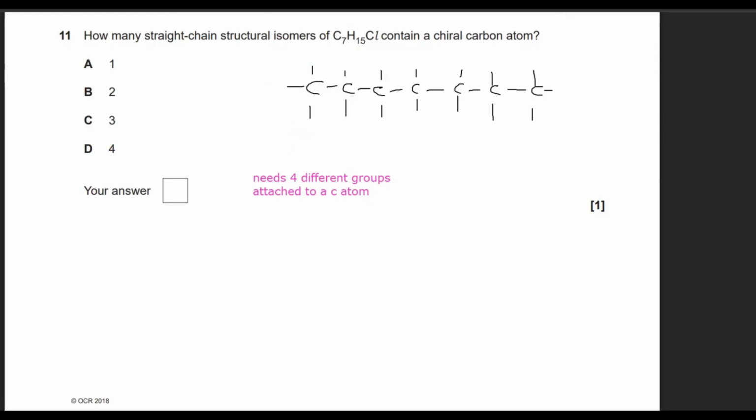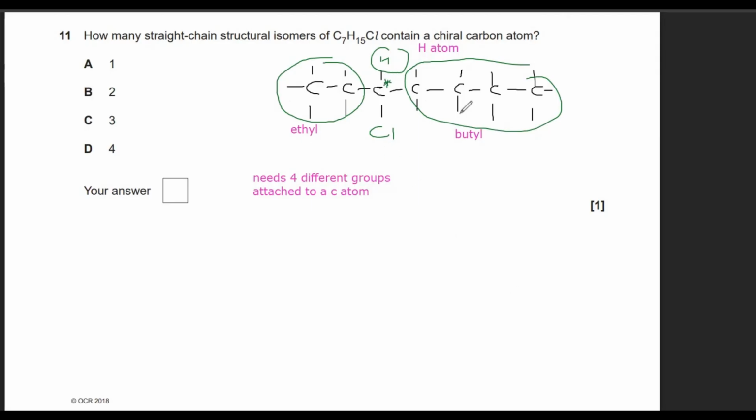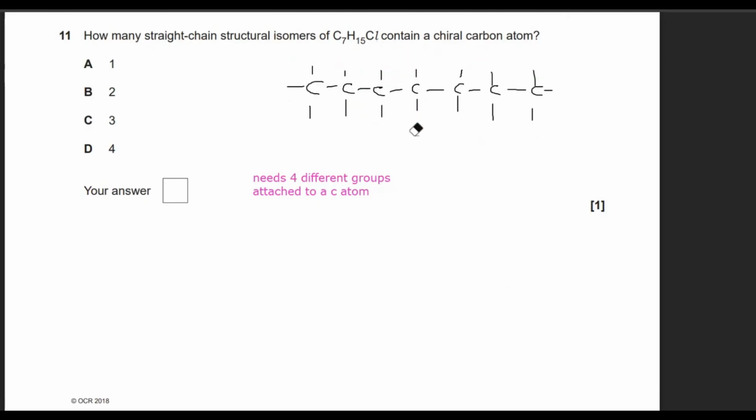Let's move the chlorine atom 1 along to form 2-chloroheptane. Now it's got a methyl group on that carbon, a hydrogen atom, and a pentyl group, right? So we've got methyl, hydrogen, pentyl, chlorine, 4 different groups. So 2-chloroheptane is one of our ones that has a chiral carbon. Let's look at 3-chloroheptane. That's got an ethyl, hydrogen, butyl. So we've got an ethyl here, a butyl there, a hydrogen there, and a chlorine at the bottom there, and that means that is a chiral carbon. So we've got 2 different isomers so far. Let's move it 1 more across to make 4-chloroheptane. Is this chiral?